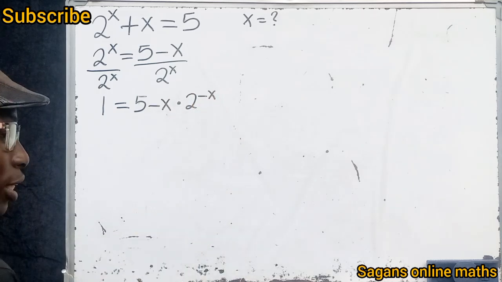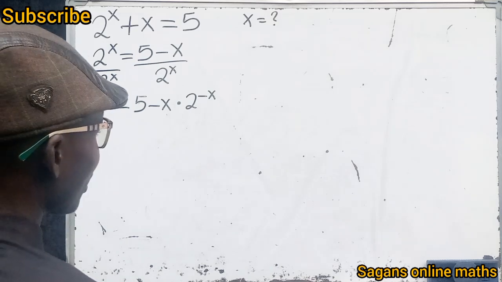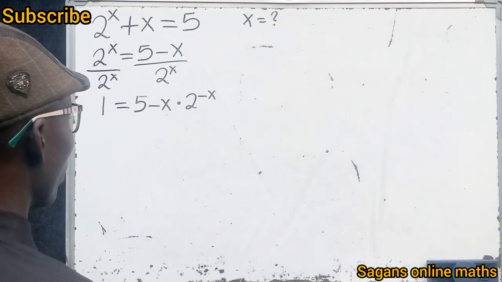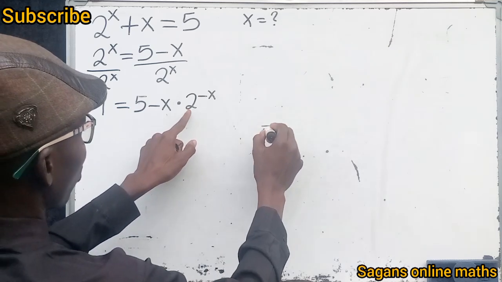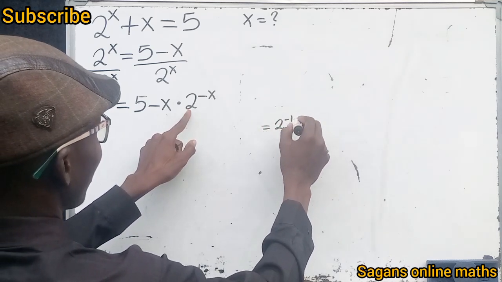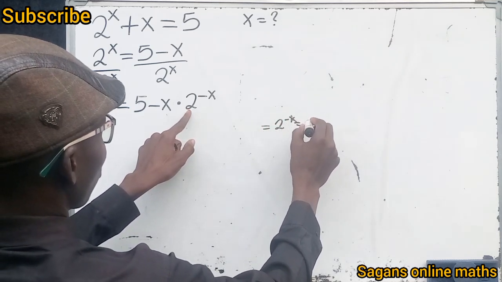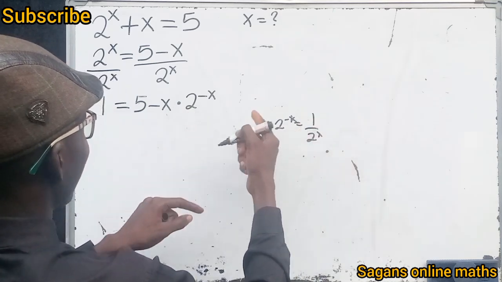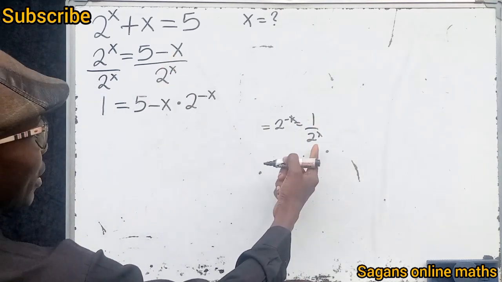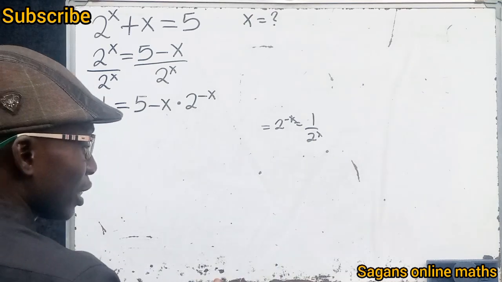We are not wrong, my brothers and sisters, if you really obey one of the properties of indices. Because if we remove this, it will now become 2 raised to the power of minus x equals 1 over 2 raised to the power of x, and 1 times all this will still give us all this divided by the same denominator. You can see how simple it is.